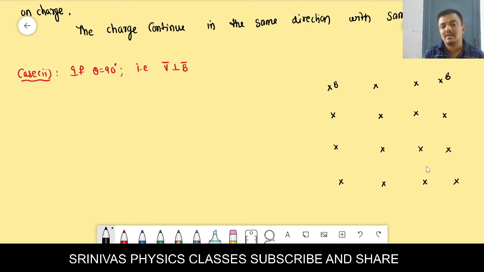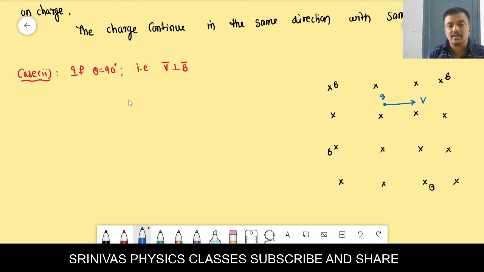What is the meaning of this magnetic field cross? Anybody? Here the charge enters into the magnetic field with some velocity, like this. Velocity is along the x-axis, magnetic field along the z-axis. Magnetic field is inward and perpendicular to the plane.